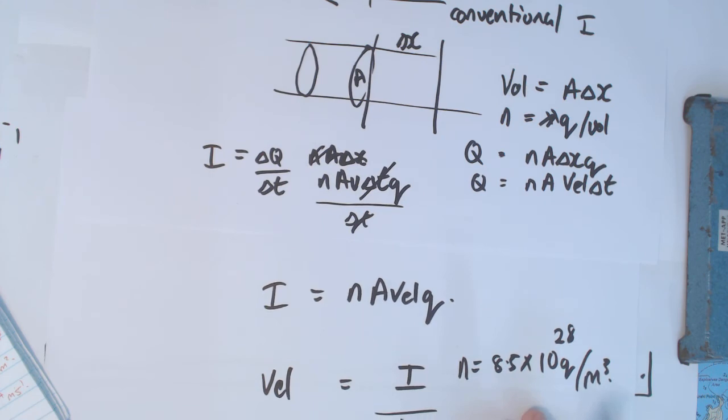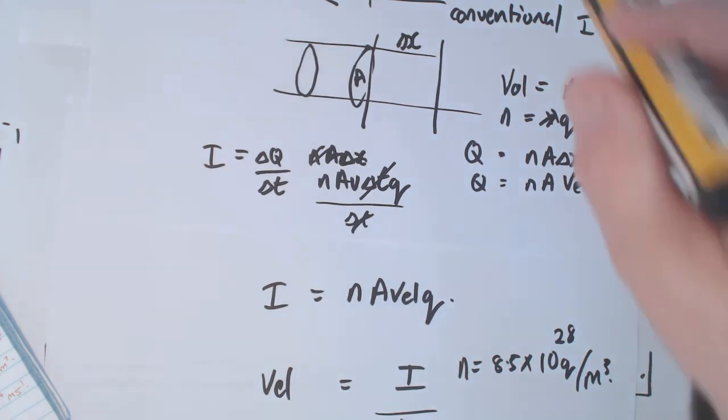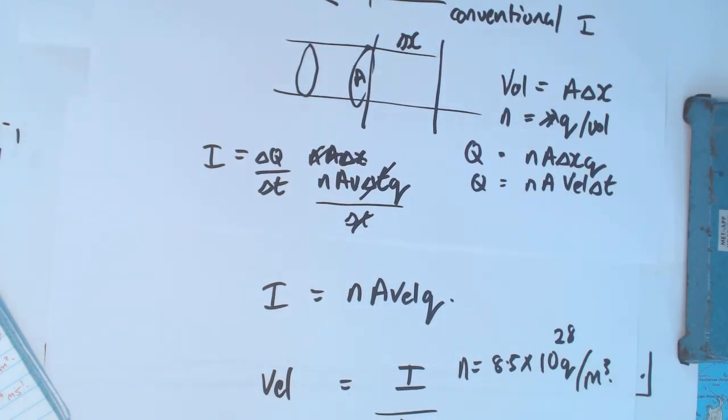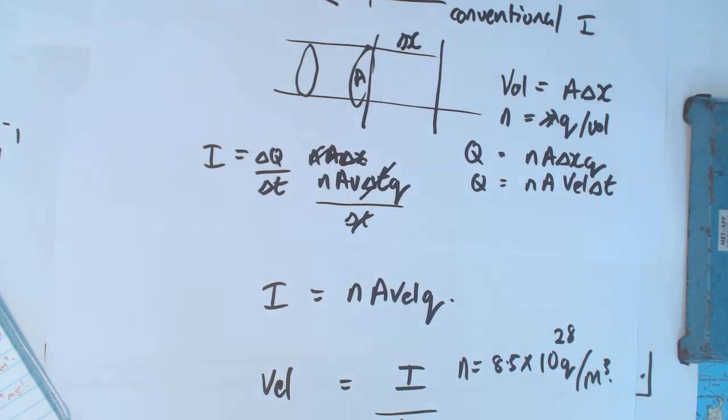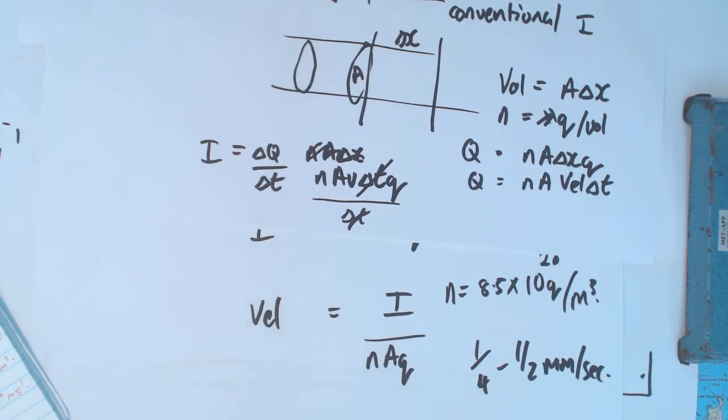So when we actually work this out, although a coulomb is a huge amount of charges to pass a point in a second, you can see there's almost 10 times more electrons than that in a cubic millimetre. So they actually move very slowly. If we work it out, it comes out at about 1/4 to 1/2 a millimetre per second. So the actual electrons move very slowly, right? That's how fast they move. Anyway, that's current.